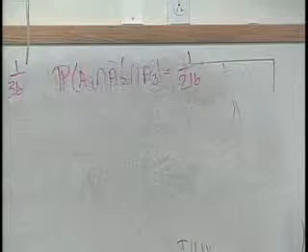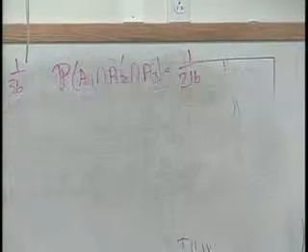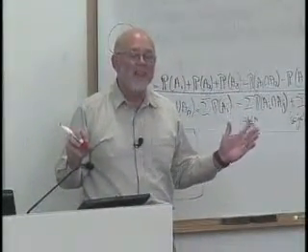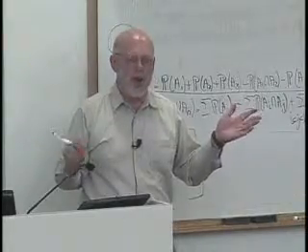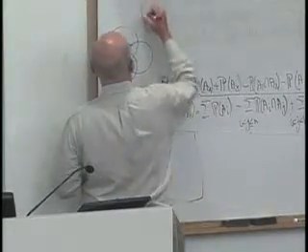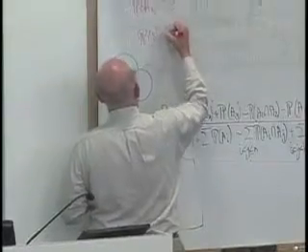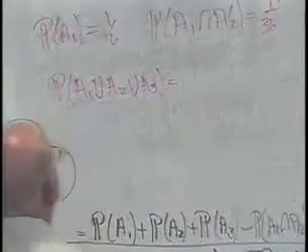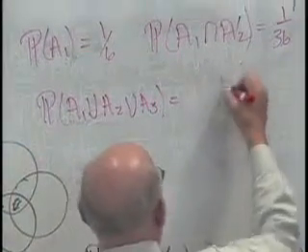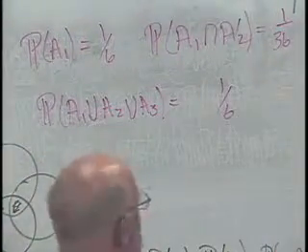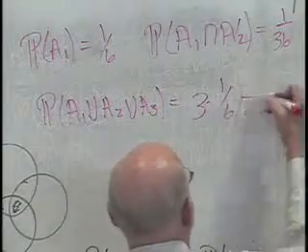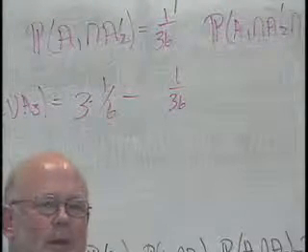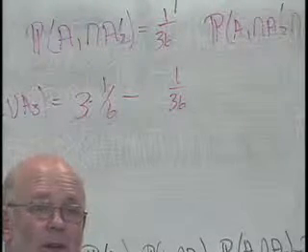Now you can see this messy looking sum down here is going to be very easy because no matter what events you choose to intersect, the probability is the same. So we just have to multiply by how many there are. So the probability of A1 union A2 union A3 is going to be how many times 1/6? 3, because there are 3 dice. Minus how many times 1/36? Because there are how many pairs of dice are there? 3.